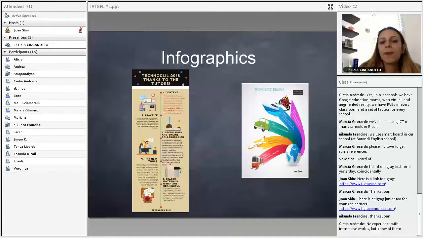Infographics is another important tool, and you'll explore it. If you want to learn more, if you register for our CLIL, you can learn more about all these things. And Malu is one of our guest speakers in CLIL. She's been with us in all the editions, and she is always one of our godmothers. And so it is infographics.